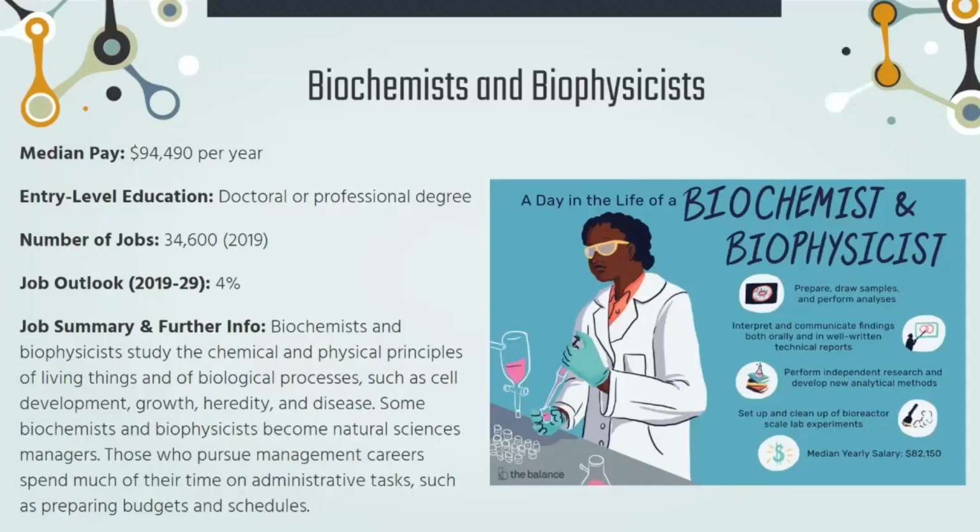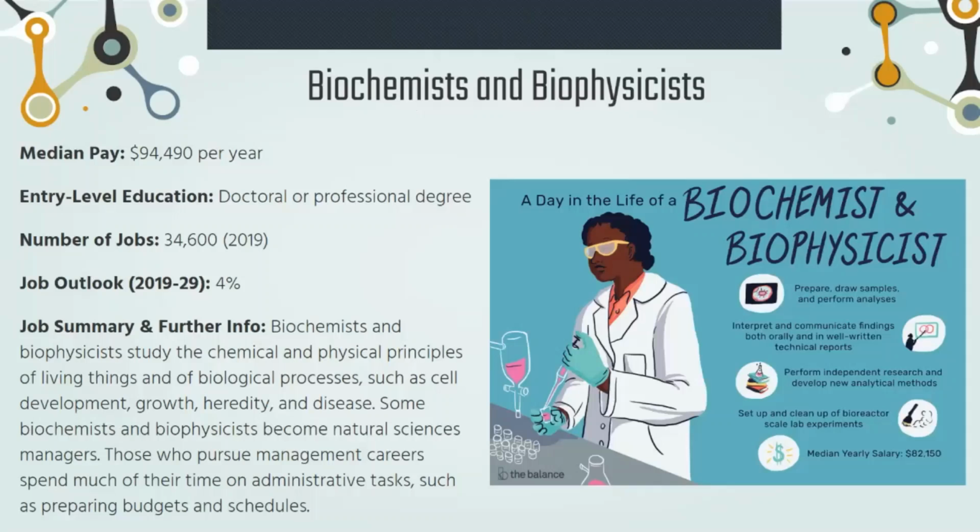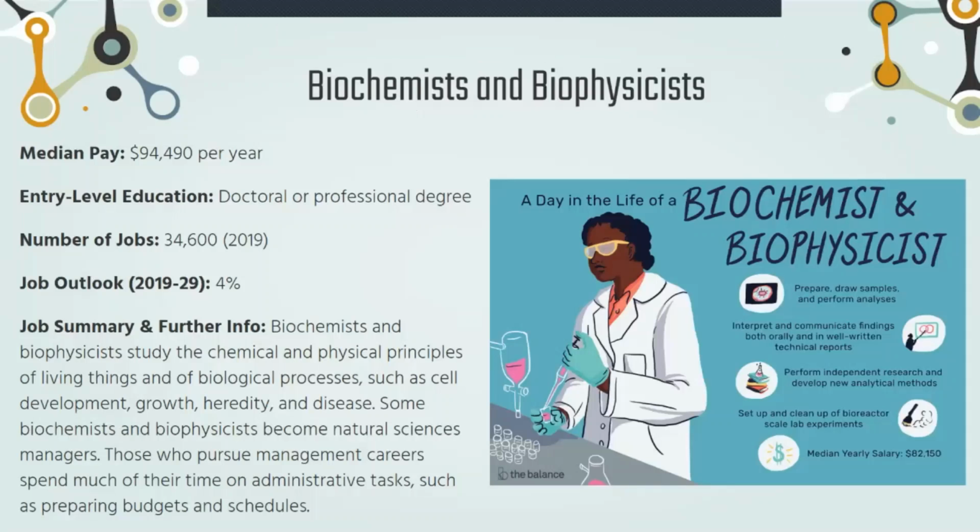All right, so biochemist and biophysicist, the median pay is $94,490 per year. Entry-level education, you would need a doctoral or professional degree. So basically, you need a PhD to conduct independent research and development. But if you have a bachelor's and master's, that also gets you some entry-level positions in biochemistry and biophysics. Number of jobs, there are 34,600 in 2019. Job outlook is 4%, so slower than average.